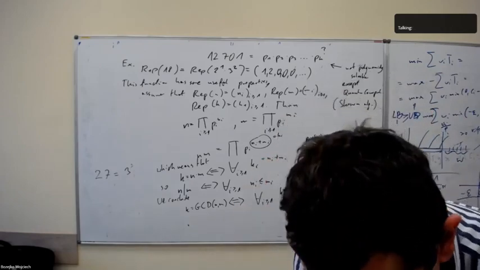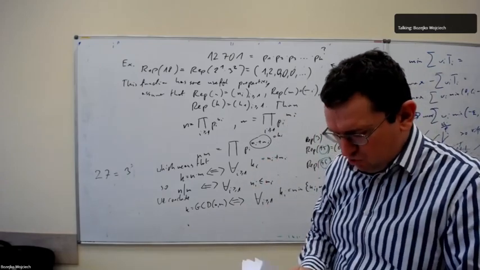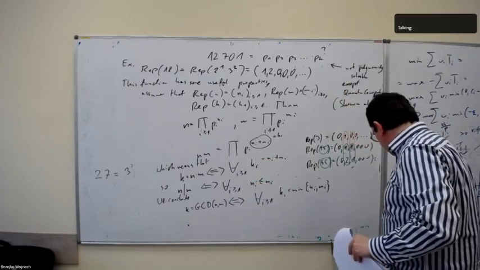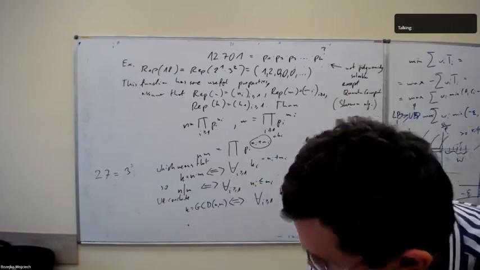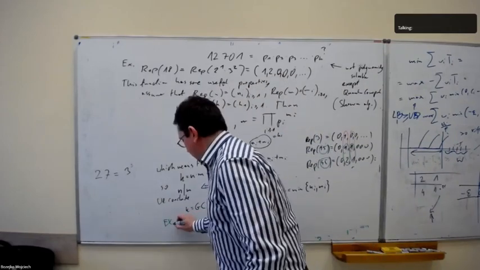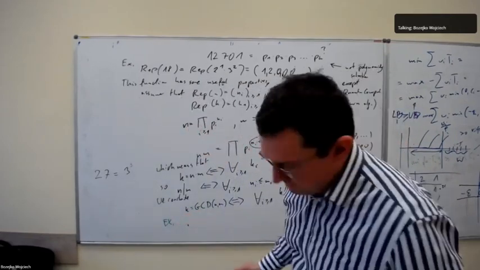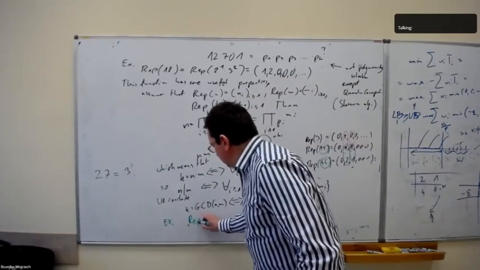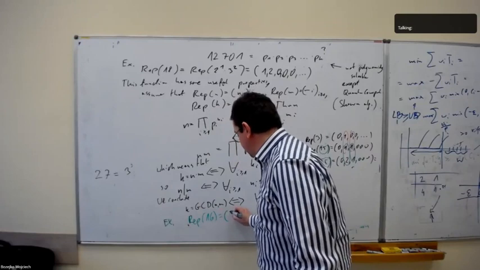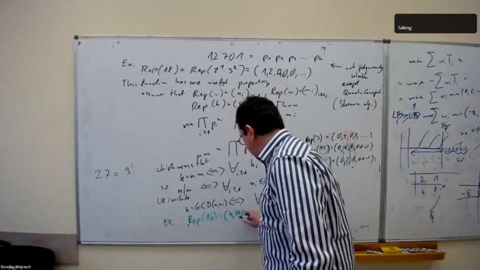Let us take a little bit greater example to show the working of this. A representation of 16: this is 2 to the power of 4. So this will be 4, 0, 0, 0, and so on.